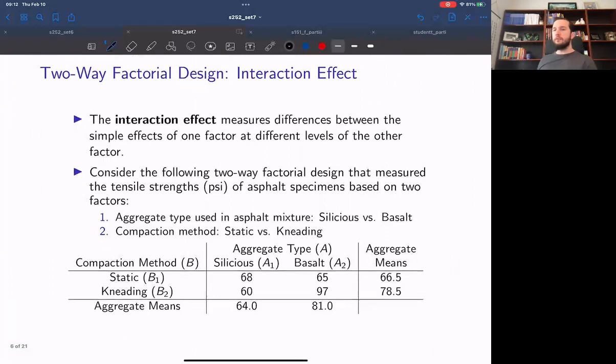Okay, so to illustrate what an interaction effect looks like, we're going to look at a different example. So the first example that we considered, there was no interaction in that experiment. And we determined that through the fact that our interaction diagram shows parallel lines. To understand what interaction looks like, we're going to use an experiment where we are measuring the tensile strength of asphalt, and we are comparing the asphalt across 2 different factors, each with 2 levels.